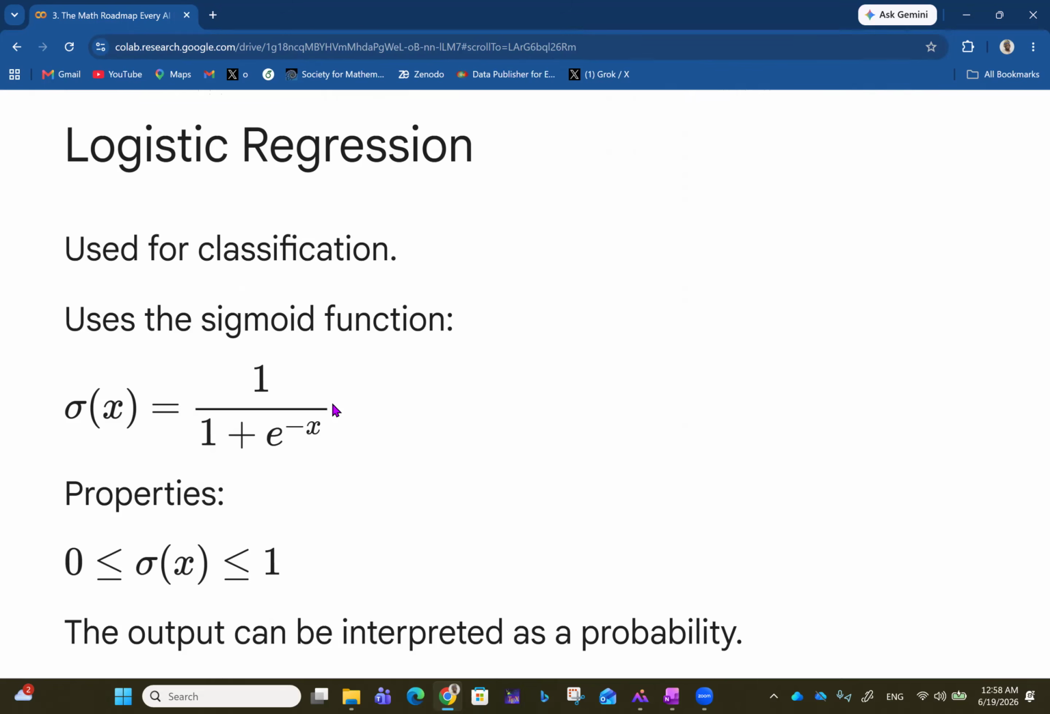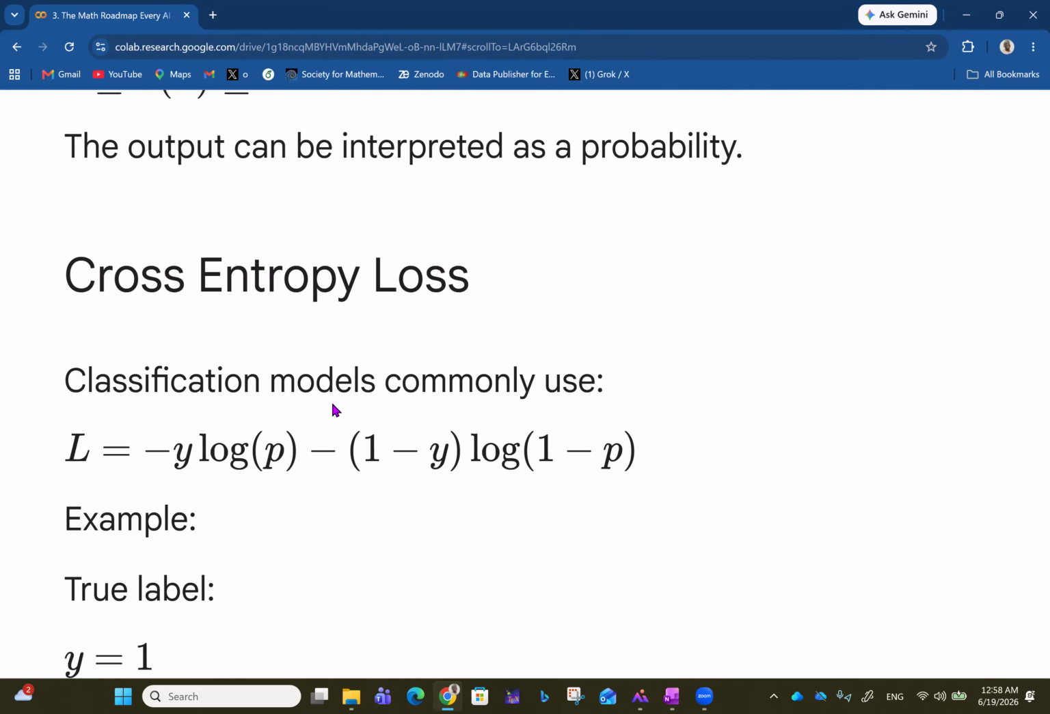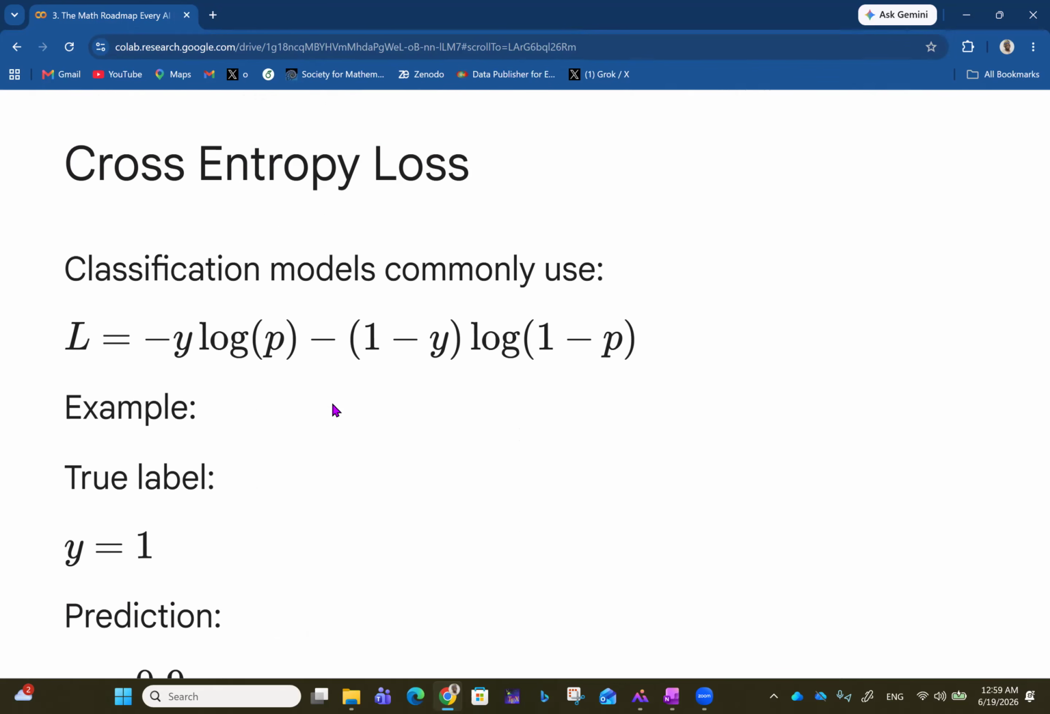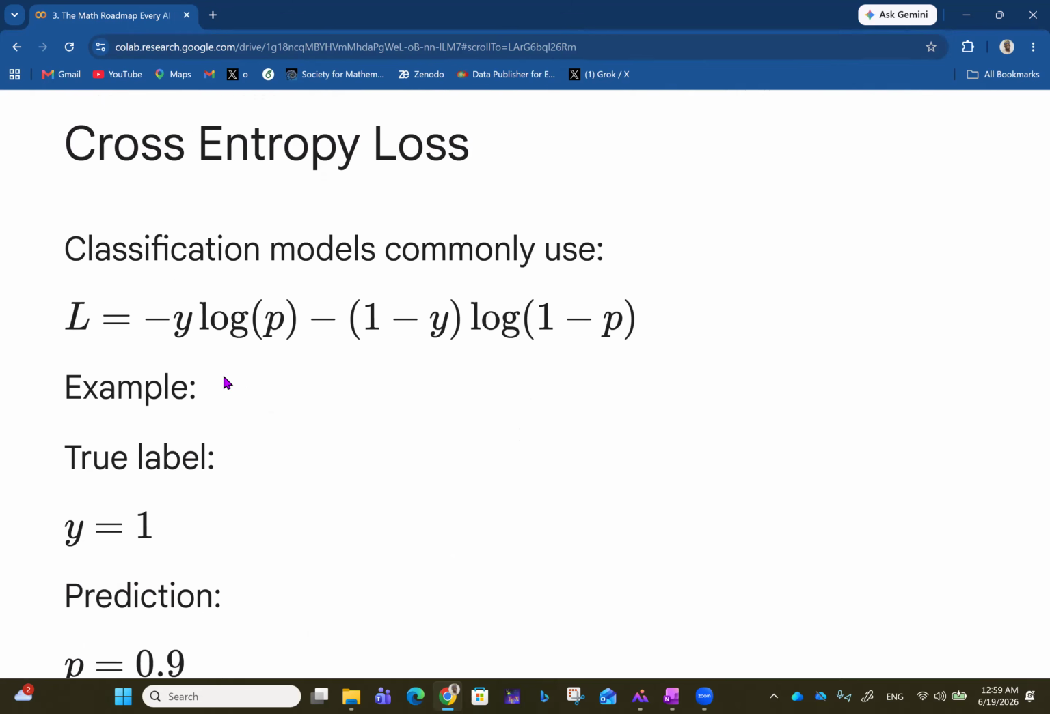They can't go below zero. Once you have a negative probability, something is wrong. And once you have a probability greater than 1, there's a problem right there. And then we've seen cross entropy before, right? Which talks about loss, cross entropy loss.